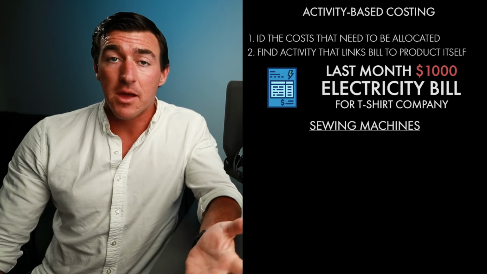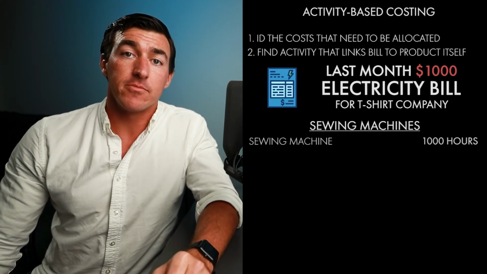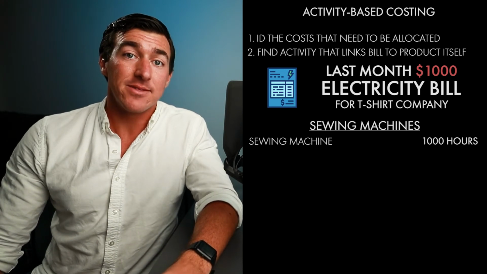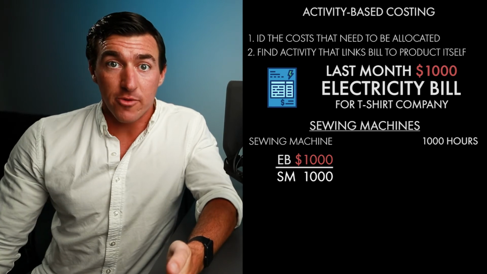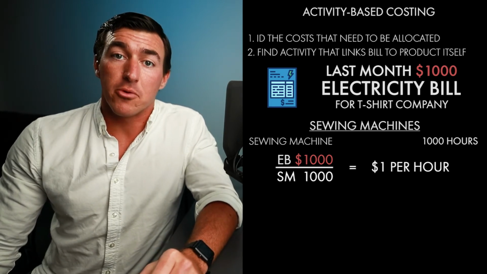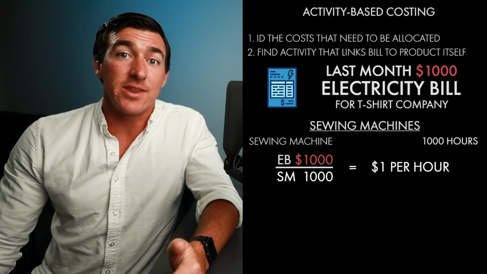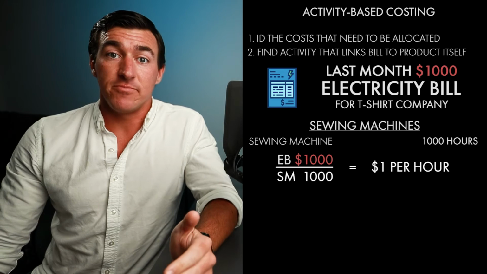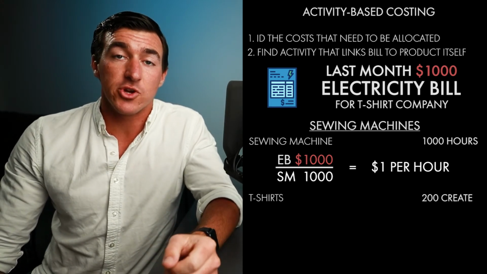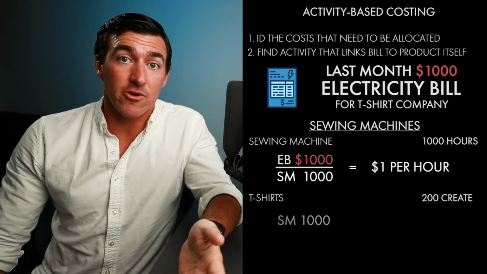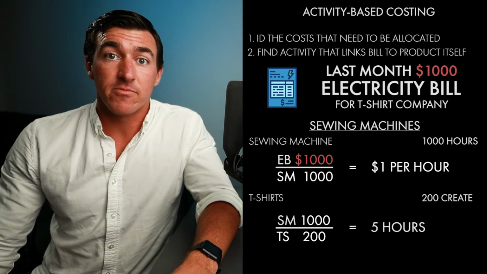Let's say over the last month, when you had this electricity bill, you used your sewing machine for around 1,000 hours. Okay, that's relatively easy math. So $1,000 in electric bill divided by 1,000 hours of sewing machine gives me $1 per hour. That's allocated. And the next step is finding out how many hours of the sewing machine goes into each product. Well, let's say that you were able to make 200 t-shirts this past month. So the sewing machine used for 1,000 hours, divided by 200, each t-shirt takes about 5 hours of sewing.